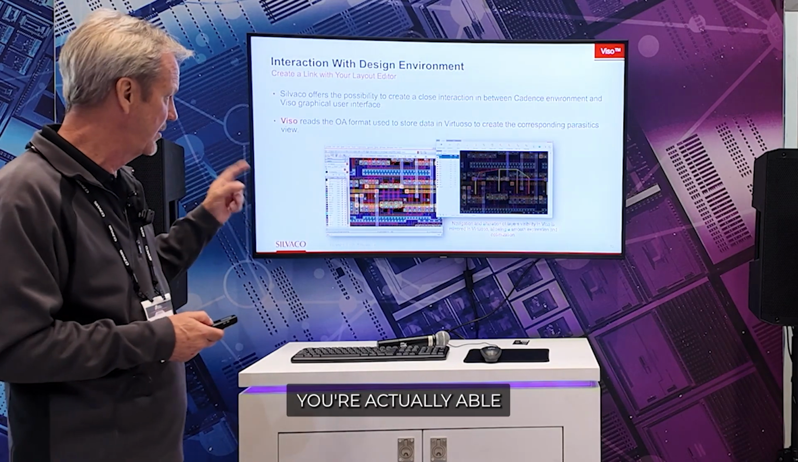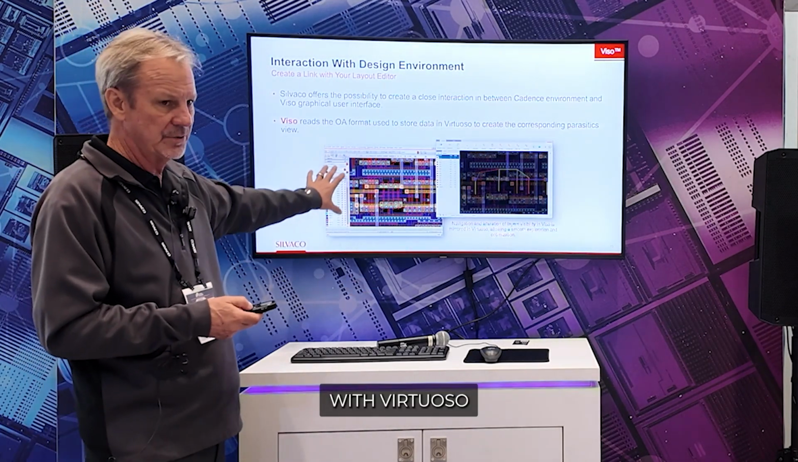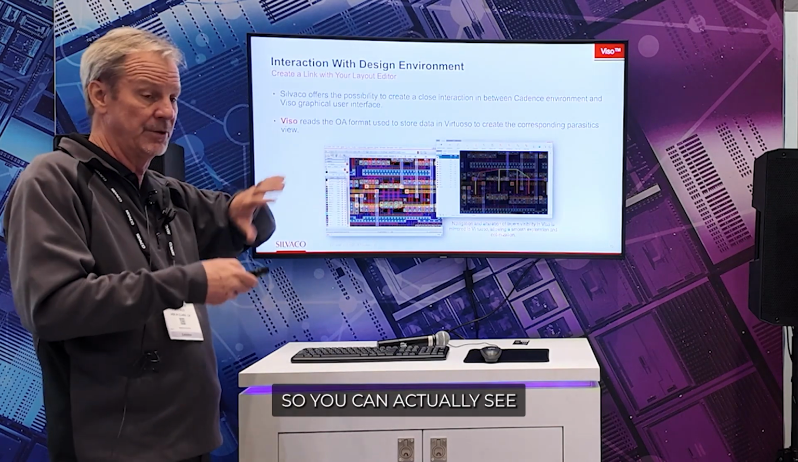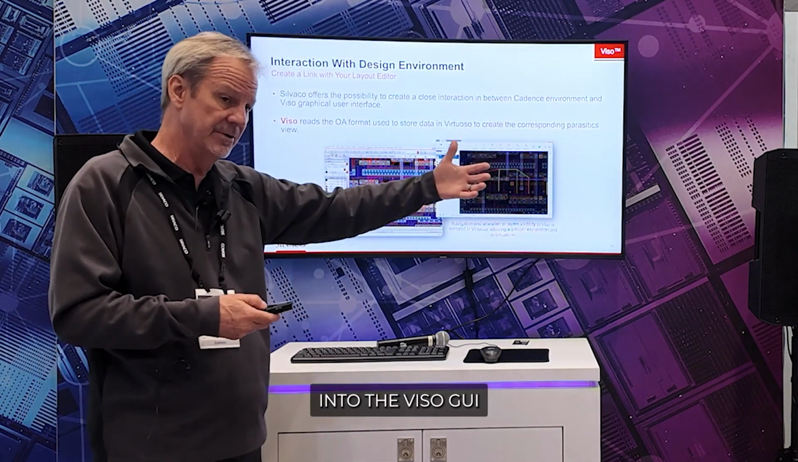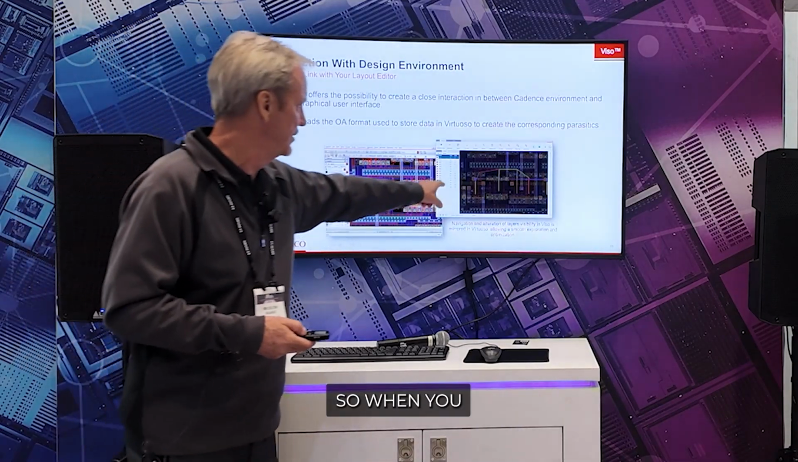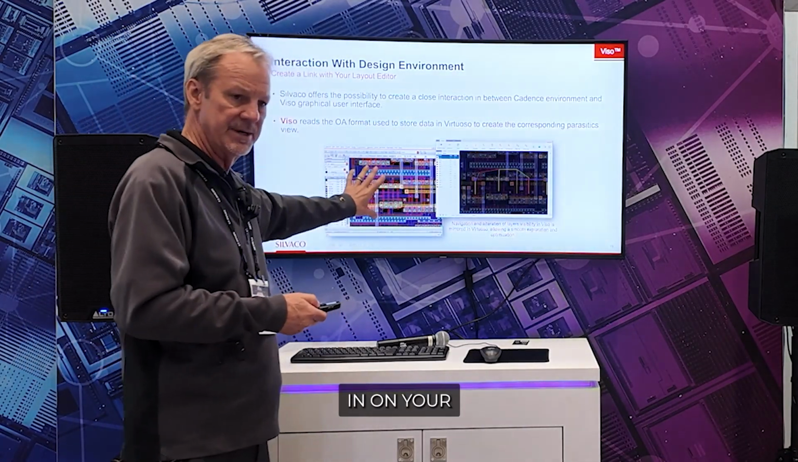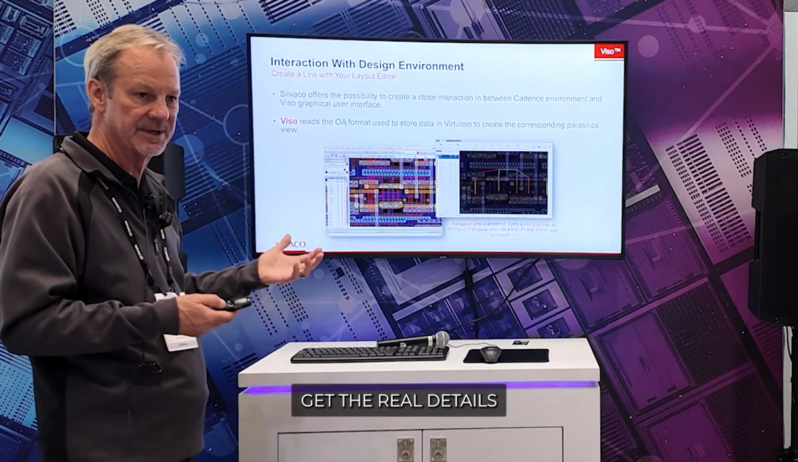As I hinted to a little bit earlier, you're actually able to connect the Viso GUI with Virtuoso. So you can actually see real layout. You can bring the GDS into the Viso GUI, or you can, like I said, connect it to Virtuoso. So when you zoom in on this net, it'll zoom in on your Virtuoso window. So you can identify the problems on real layout, get the real details.